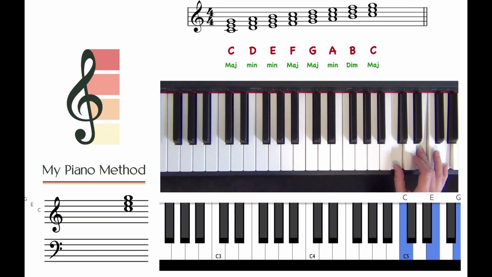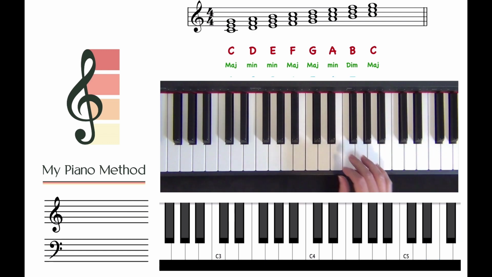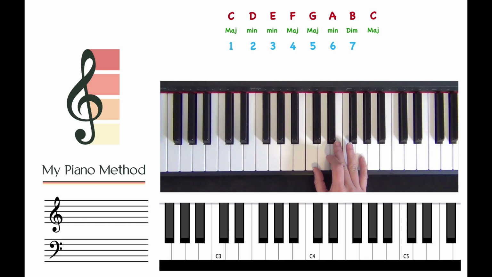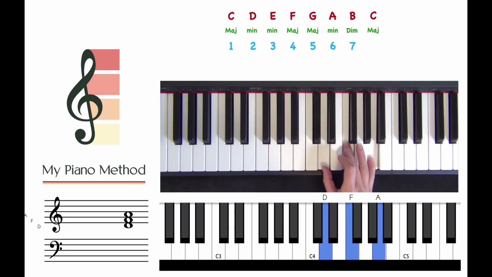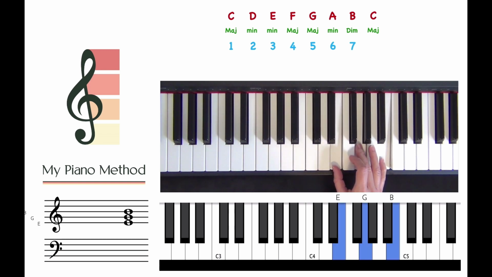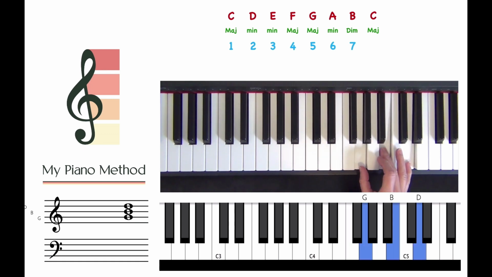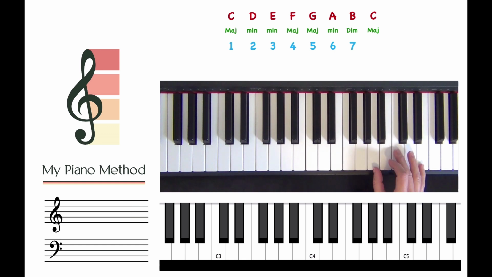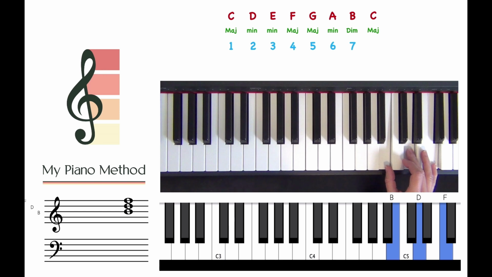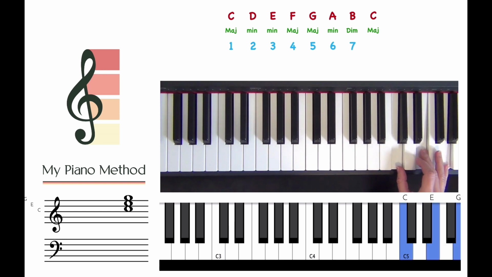and if we were to number these chords from 1 to 7, it would look like this. So the C major is our chord 1, the D minor is chord 2, the E minor is chord 3, the F major is chord 4, the G major is chord 5, the A minor is chord 6, the B diminished is chord 7, and then of course we're back up to the C again. And we don't call that chord 8, that's just chord 1 again, an octave higher. So let's just take out the top C.